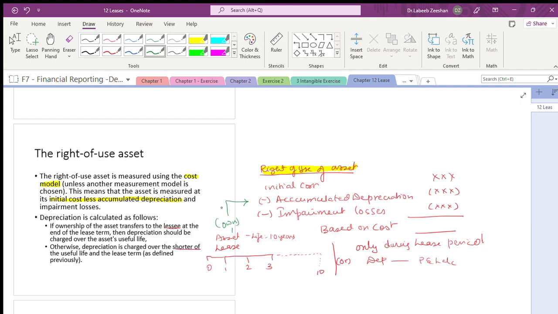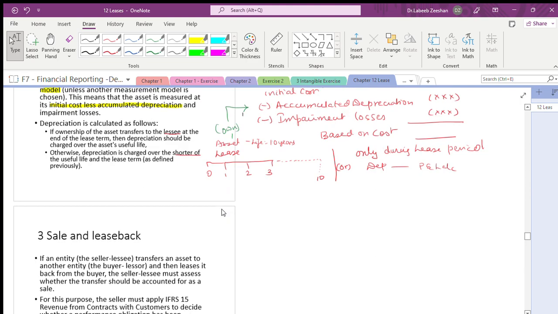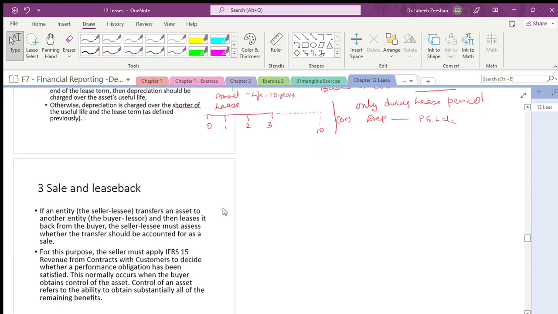The concept of accumulated depreciation will come. Otherwise, as we did in the last calculations, we will calculate the depreciation for a particular period, show it in the profit and loss account, and just leave it off. Regarding the right-of-use asset, just give me time. I will explain it with an illustration example.